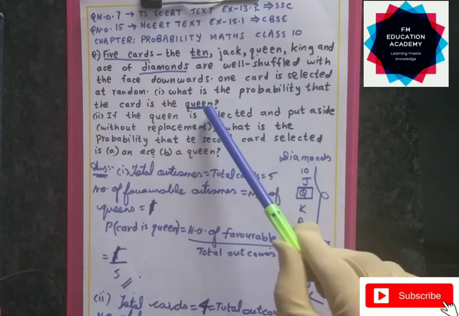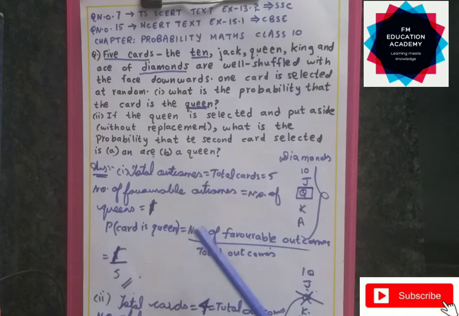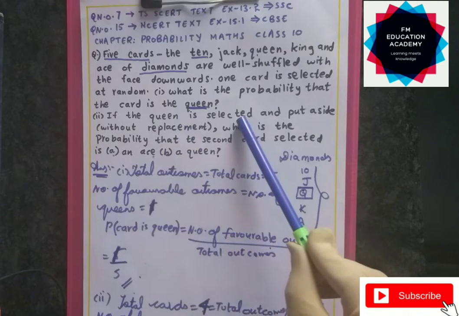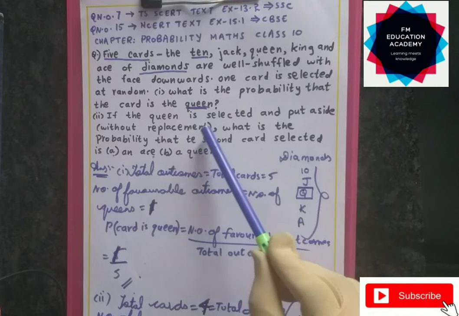Now, what is the probability that the card is a queen? The formula is number of favourable outcomes by total outcomes. What is the number of favourable outcomes here? 1. And what is the total outcomes here? 5. So the answer is 1 by 5. Now in the second bit, it is asking me, if the queen is selected and put aside without replacement.